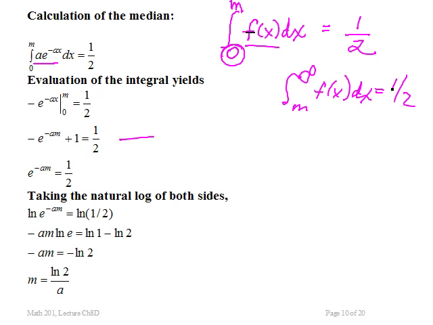Take care of the signs, combine 1 and the minus 1/2, and this is what I end up with. e to the minus am equals 1/2. To solve for m, I'm going to take the natural log of both sides. This is a good trick. Always think about this when you have exponentials.